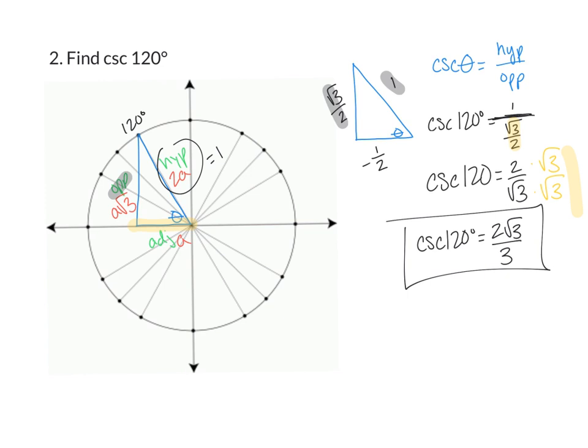Okay, we're going to do one more example. And then I'm just going to talk about some special cases. So like what do we do if we have sine of 90 degrees or tangent of 270? How do we draw those triangles?